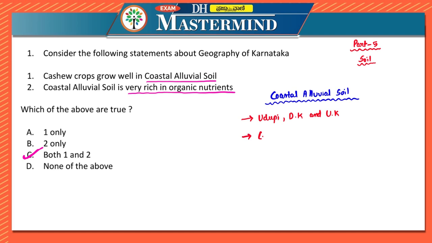So when you look at crops, which are the major crops which are grown in this particular region, these are very important. And they are paddy, then you have cashew, and we know that in the coastal region there is a lot of coconut, and then there is arecanut, and we have seen banana plantation and other crops as well. But you have to understand, paddy, cashew are also grown in this particular soil. So this coastal alluvial soil is very rich in organic nutrients and it also contains sand and clay.